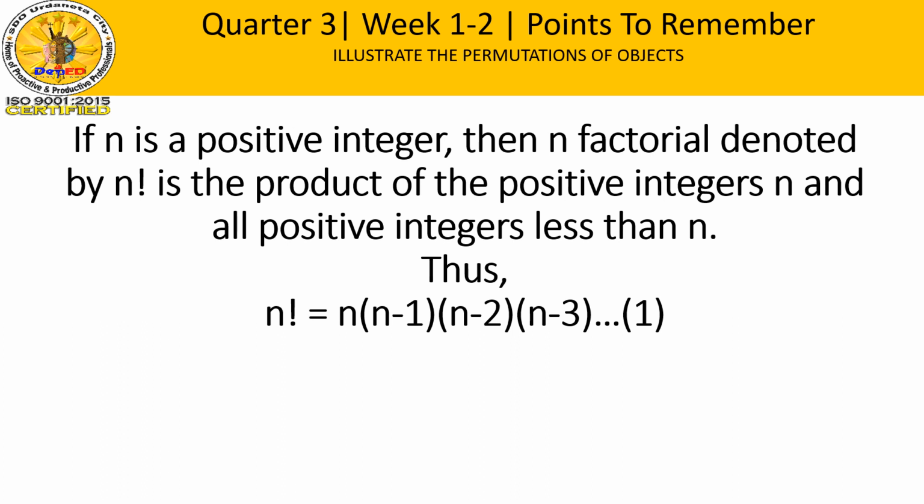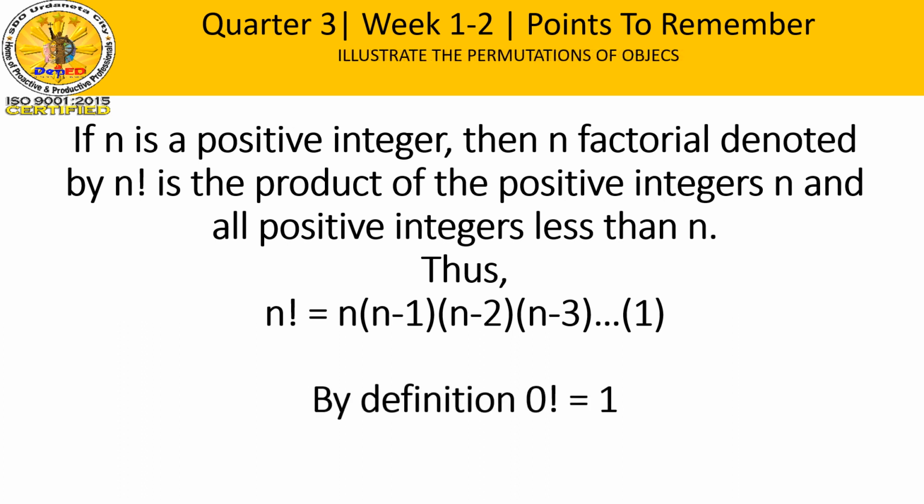So, if n is a positive integer, then n factorial, denoted by n exclamation point, is the product of the positive integers n and all positive integers less than n. Thus, n factorial is equal to n multiplied by n minus 1 multiplied by n minus 2 multiplied by n minus 3 and so on, multiplied by 1. By definition, 0 factorial is equal to 1.